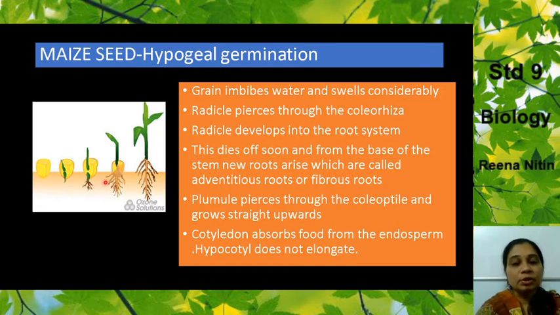The plumule pierces through the coleoptile. You can see here the plumule is piercing through the covering, that is the coleoptile, and it grows straight up. The cotyledon absorbs the food. The cotyledon is able to take in the food from the endosperm. We had learned this part of the maize seed when we did it in the first class. The cotyledon absorbs food from the endosperm and the hypocotyl does not elongate. So this is an example of hypogeal germination in which the epicotyl elongates, the hypocotyl does not elongate.